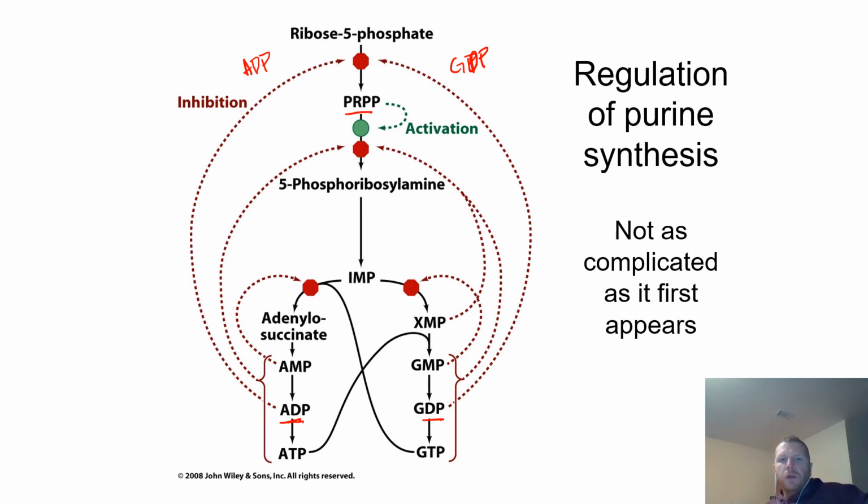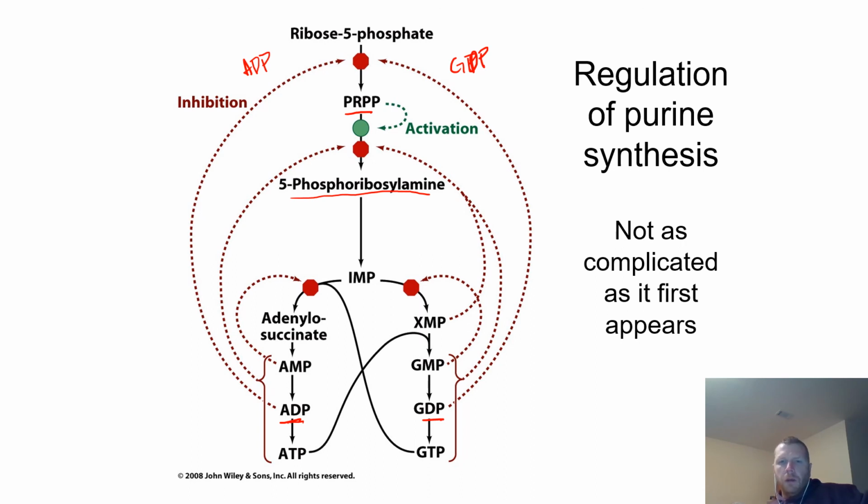Well, if you actually have any of your completed products, you've got a negative feedback loop. So AMP, ADP, ATP, GMP, GDP, GTP, those are all going to inhibit the production of 5-phosphoribosylamine. Now, it's worth noting your completed nucleotides will inhibit your continued production of your nucleotides, but where it's actually stopping it is a little bit more complicated.